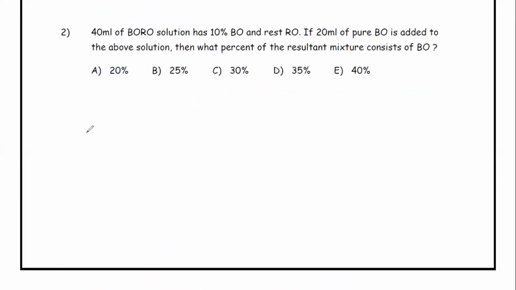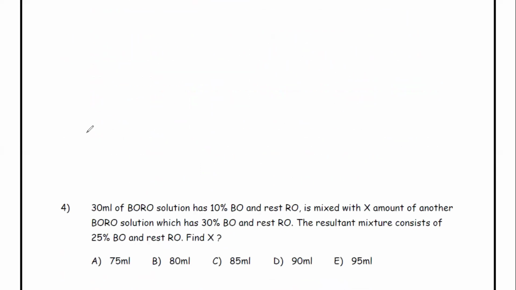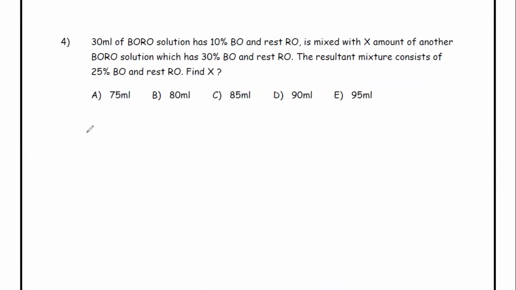Not all classic examples can be solved using the alligation technique. So another example of alligation we'll do. You can solve it at home later on using the classic example if you like. So 30 ml of Bo-Ro solution has 10% Bo and rest Ro, so 90%, is mixed with X amount of another Bo-Ro solution which has 30% Bo and the rest Ro, so 70%. The resultant mixture consists of 25% Bo and the rest Ro. Find X.